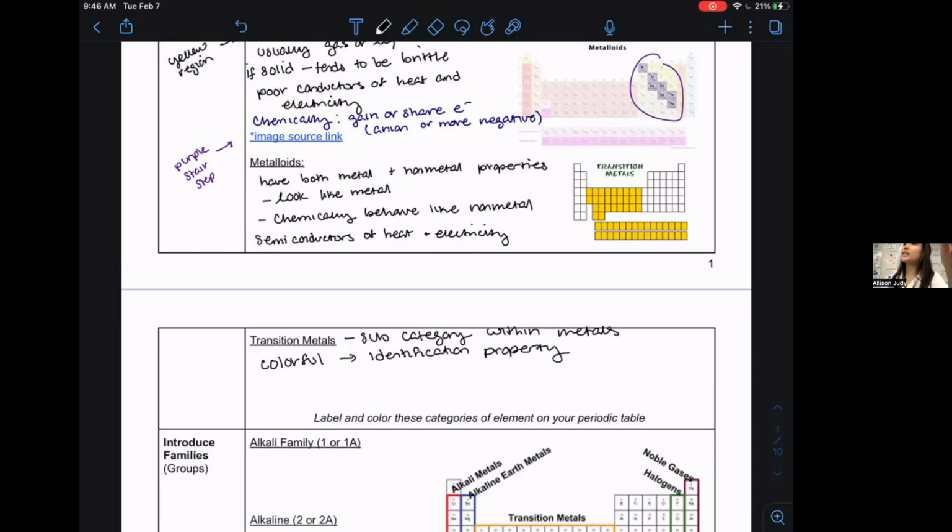Which is unique because, honestly, color isn't always the most reliable, because lots of things are just silver and you're just like, oh, okay. But transition metals usually are colorful, almost like bright yellow. I'll get out one of them right now in the back. Hold on. Let me pause.